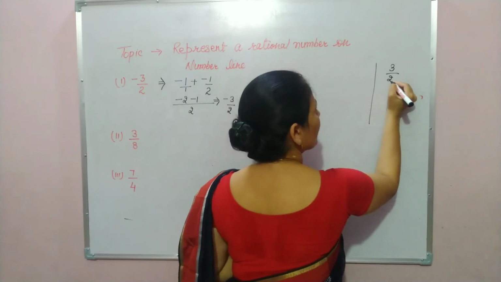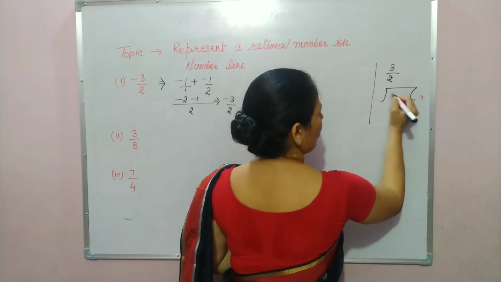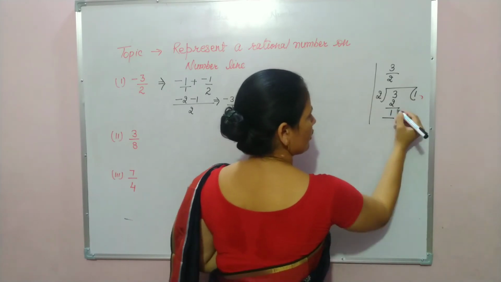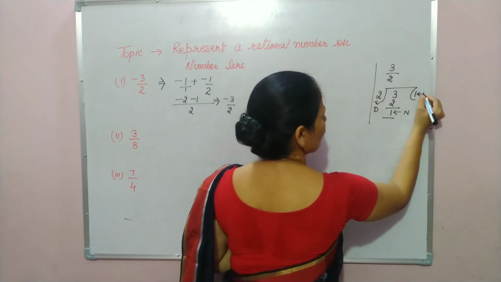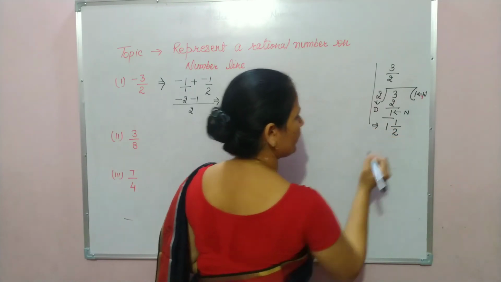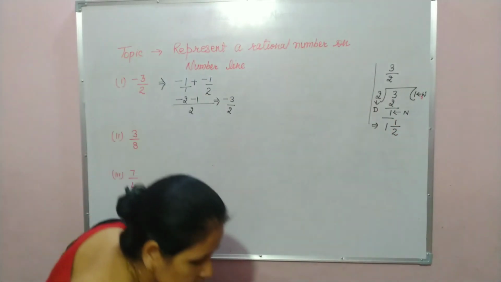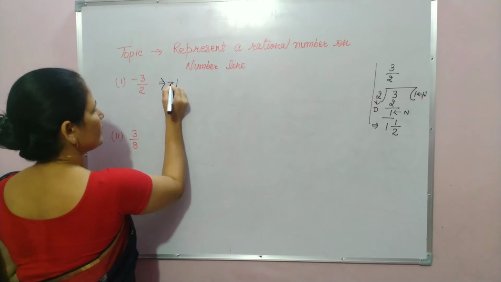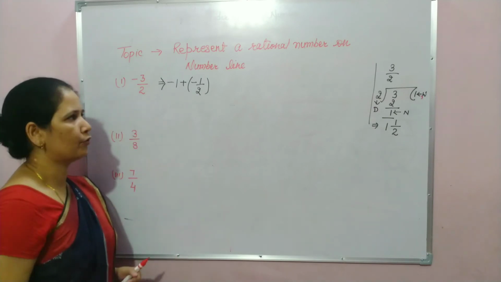Convert 3 by 2 into a mixed fraction. Now I explain how to convert into a mixed fraction. 2 into 1 is 2, the remainder is 1. So this one is our numerator, this is the denominator, and this one is the whole number. So we get 1 by 2, a combination of minus 1 and minus 1 by 2. And according to that only we have to represent this one.